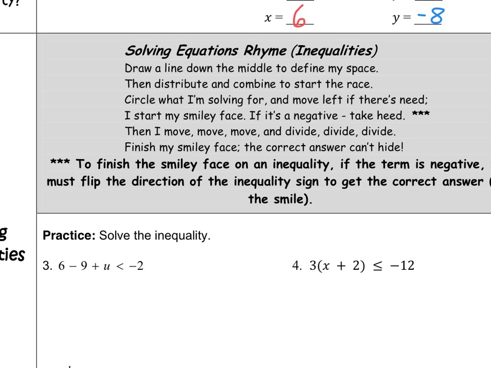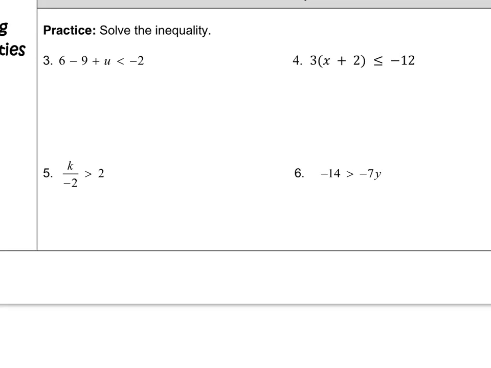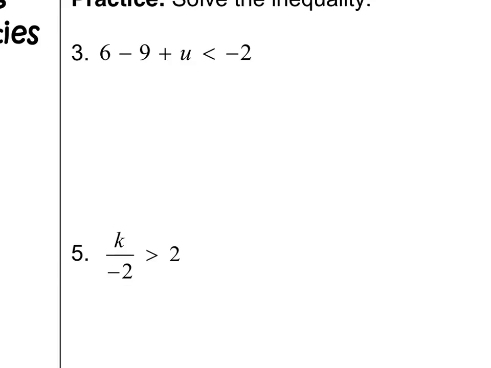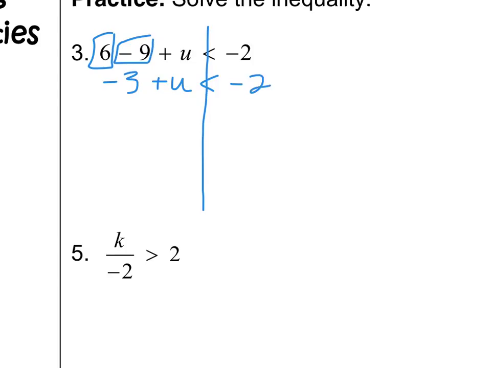So let's just go ahead and start the very first one, number 3. So we're going to draw a line down the middle to define our space. And we're going to distribute and combine to start the race. Do I have anything to distribute on the left-hand side? No, I have no parentheses. But I do have a positive 6 and a negative 9 that need combining. So those combine to negative 3 plus u is less than negative 2.